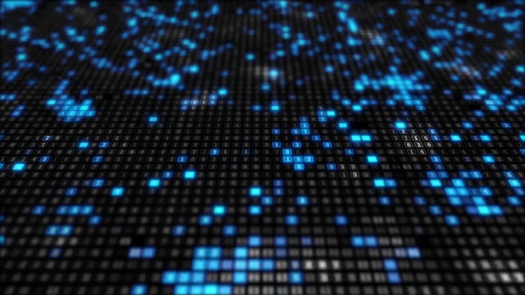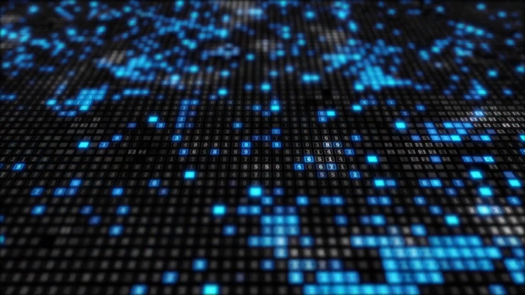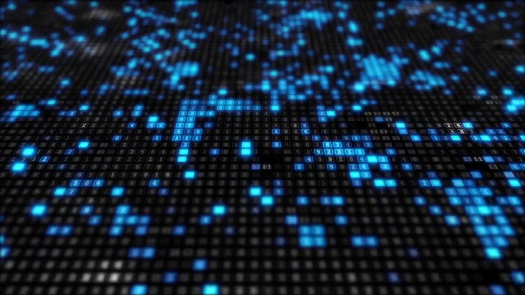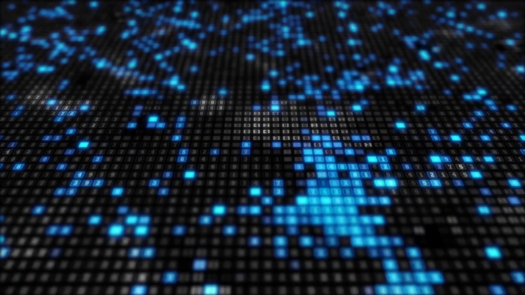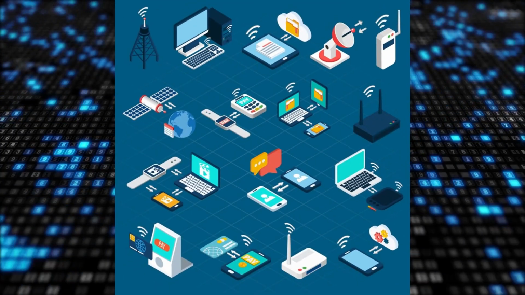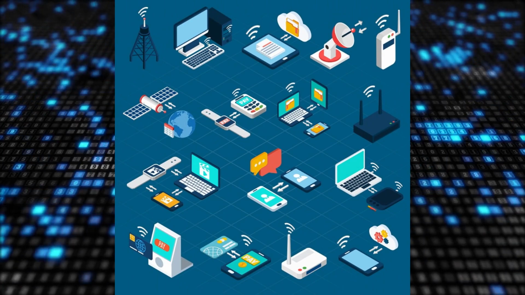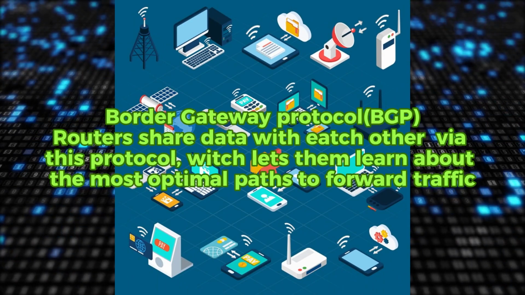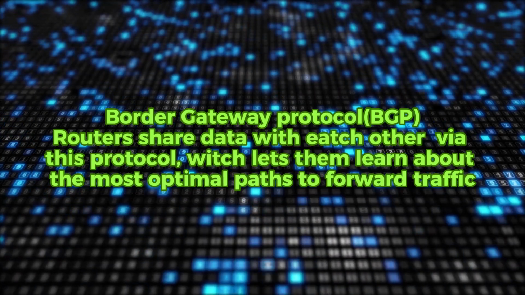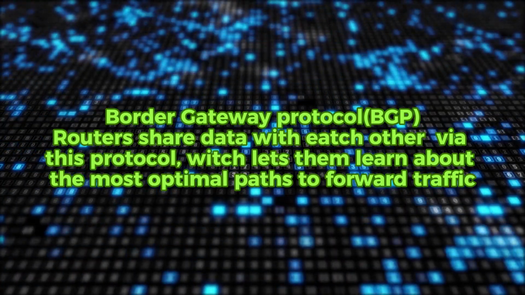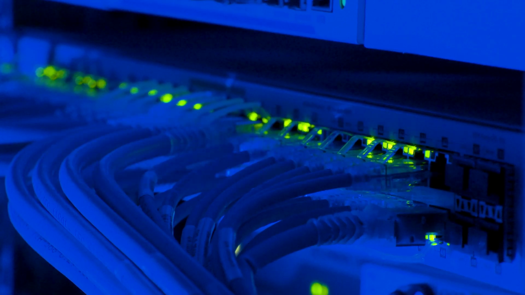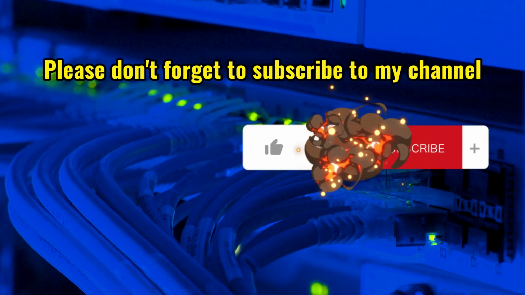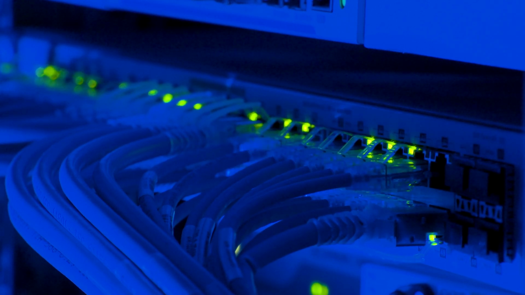Core ISP routers don't just handle a lot more traffic than a home or small office router, they also have to deal with much more complexity in making decisions about where to send traffic. A core router usually has many different connections to many other routers. Routers share data with each other via a protocol known as BGP, or Border Gateway Protocol, that lets them learn about the most optimal paths to forward traffic. When you open a web browser and load a web page, the traffic between computers and the web servers could have traveled over dozens of different routers. The internet is incredibly large and complicated, and routers are global guides for getting traffic to the right places.